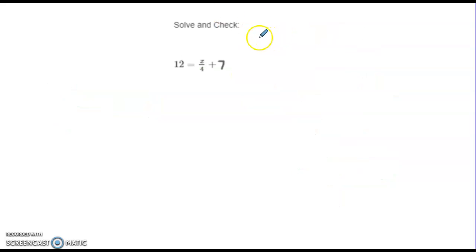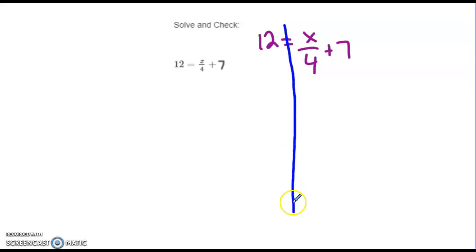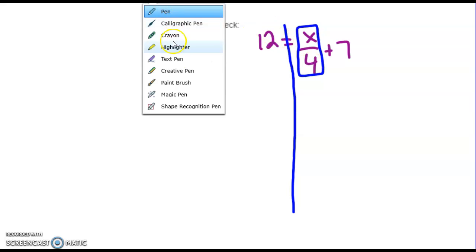All right, here we go again. We're going to solve and check again. The first thing I always do is draw my line down the equal sign and box off my letter. Again, it doesn't matter if you box just the top or the whole thing.